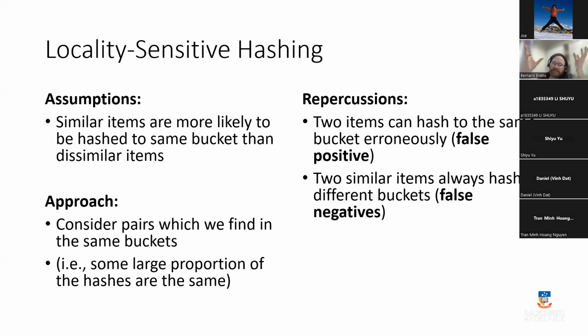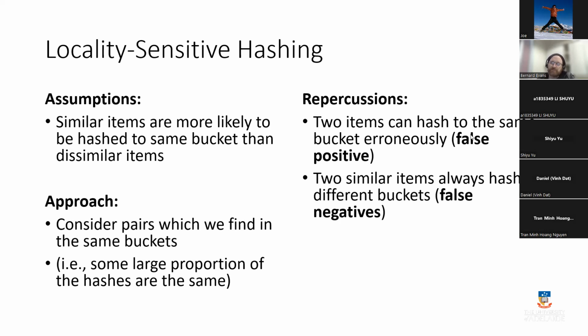So some proportion of the hashes are the same. As in, I hashed document 1 and document 2 by hash 1, and they went into the same bucket. And I hashed document 1 and document 2 by hash 2, and they both went into the same bucket. So I'm like, oh, wow. And then I hashed document 1 and document 2 by the third hash, and they ended up in the same bucket. I'm like, oh my God, these documents must be similar. That's kind of the idea, right?